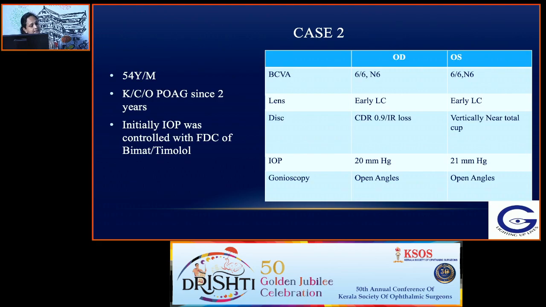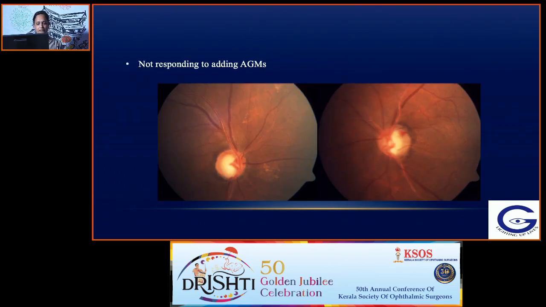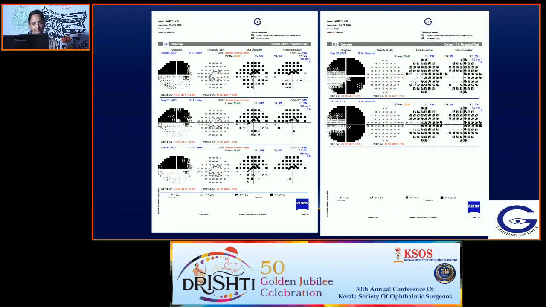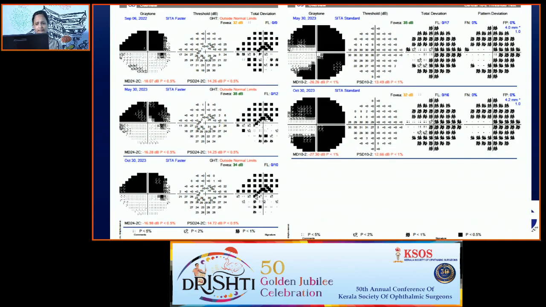So the next case is a 54-year-old male, a known case of POAG since 2 years. Initially IOP was controlled with a fixed dose combination of bimatoprost with timolol. On follow-up the patient's pressures were 20 and 21 millimeters in both eyes, and the disc was showing advanced damage in both eyes with early lens changes. Gonioscopy, open angles. We tried to add medications, but the patient was not responding, and the fields were showing some progression over the years in both eyes.